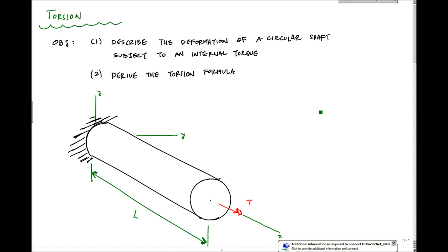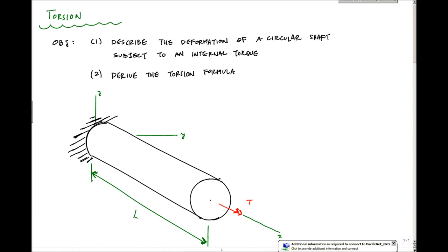Got my afternoon cup of coffee and about to make this video on torsion. And hopefully, by the time this video is over, you will be able to describe the deformation of a circular shaft with an internal torque in it. And then you'll know where the torsion formula comes from, which will be another very important equation for your introductory course in mechanics and materials.